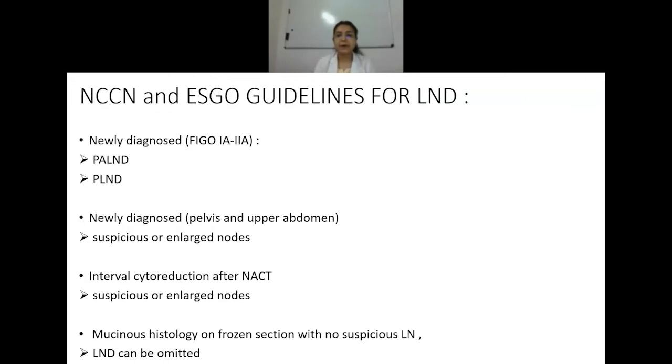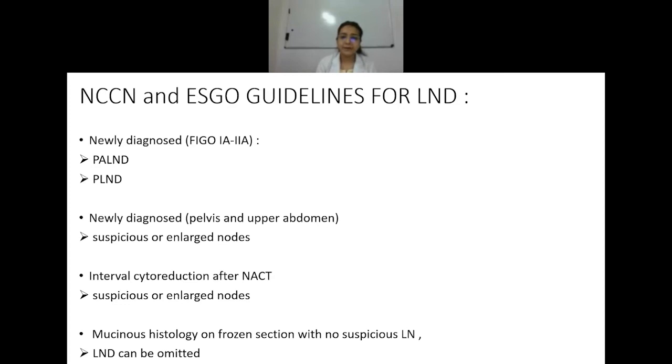NCCN and ESGO guidelines on lymph node dissection in ovarian cancers. When we have a newly diagnosed, apparently FIGO 1A and 2 ovarian cancer, para-aortic lymph node dissection and pelvic lymph node dissection should be done according to NCCN guidelines. In newly diagnosed cases involving the pelvis and upper abdomen, only the suspicious or enlarged lymph nodes are resected. When we go for interval cytoreduction after neoadjuvant chemotherapy, suspicious or enlarged lymph nodes should be removed, and also the lymph nodes that were initially present with metastasis and have regressed after NACT.